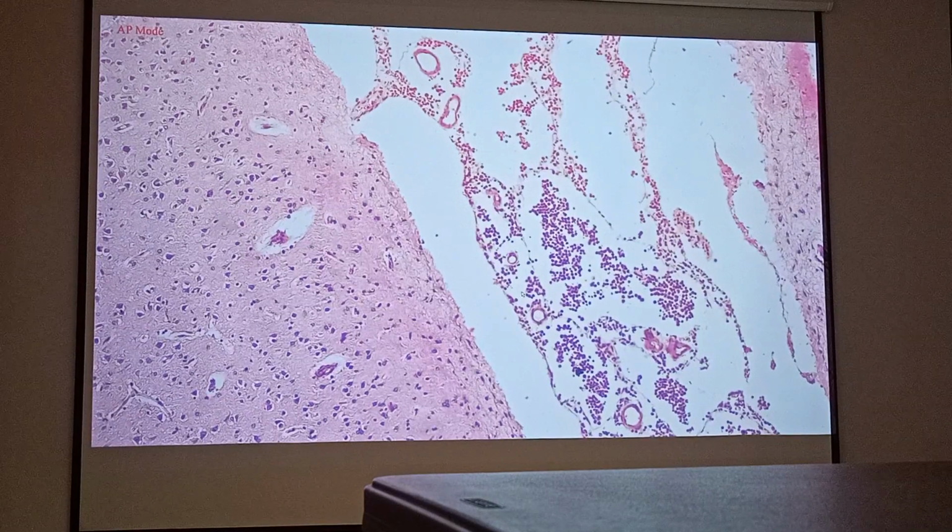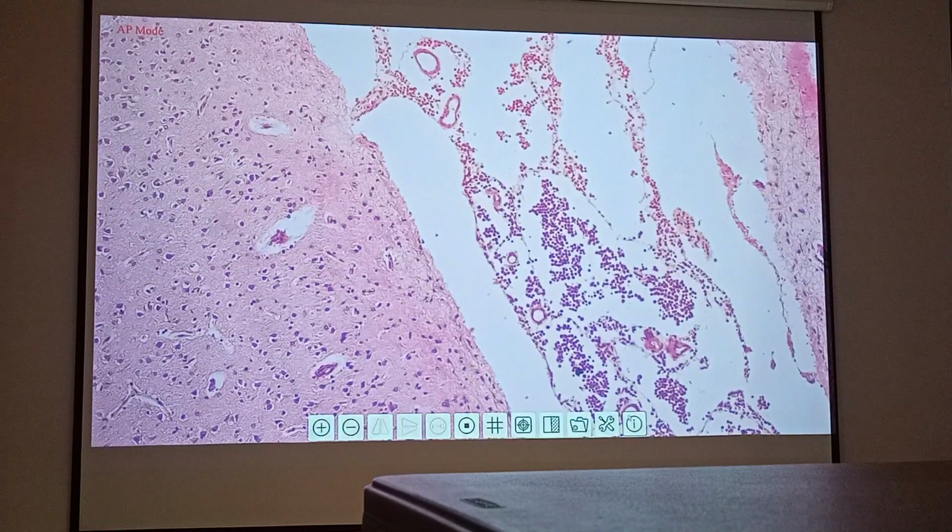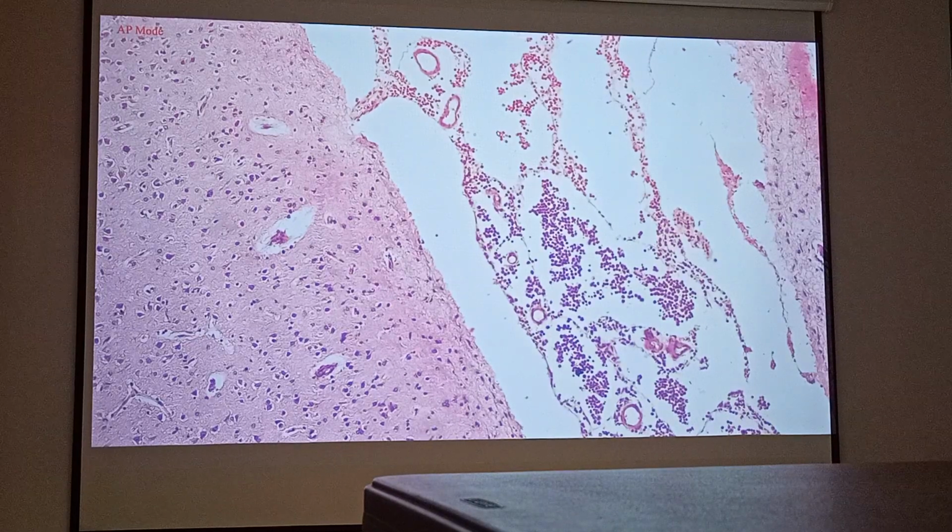So what abnormality can you identify for the blood vessels that can be seen in this field? Okay, they are dilated. If we see numerous red blood cells filling the dilated vessels, then the condition will be called congestion. So name the abnormality pointed. Edema. Very good.